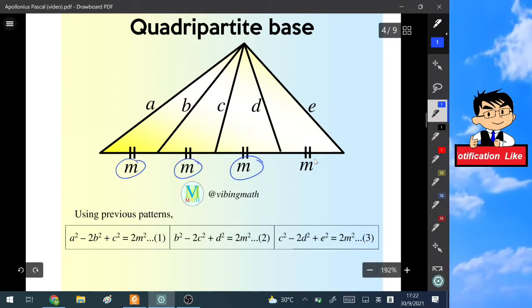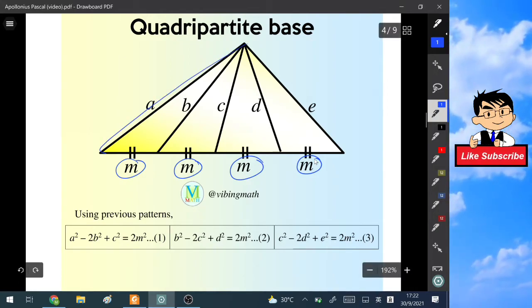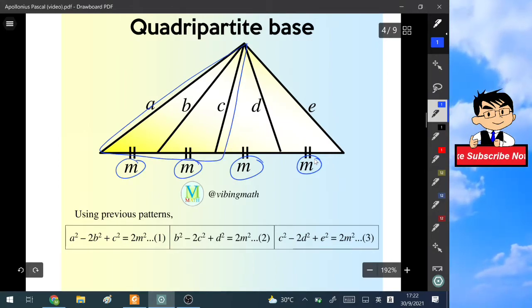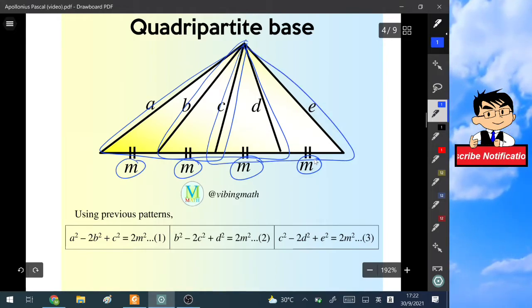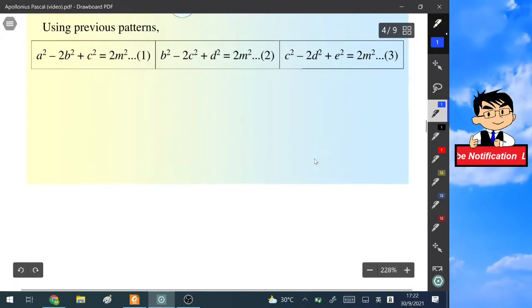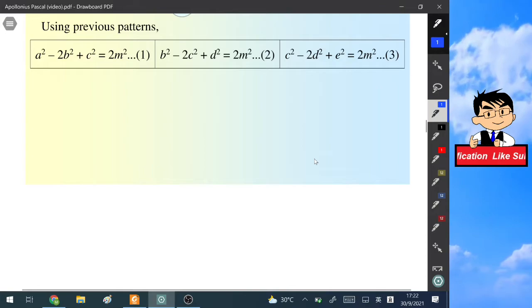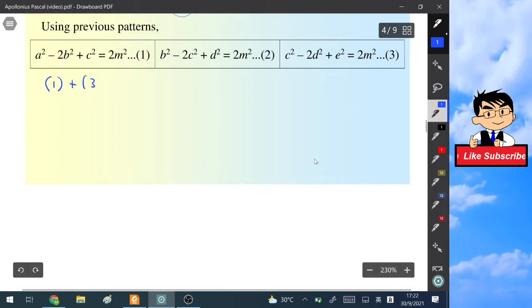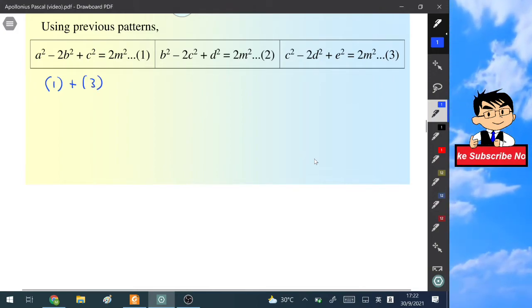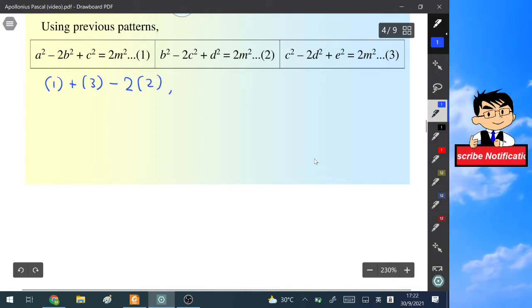And then we can write similar relationship using the Apollonius theorem by considering the first 2 triangle, the second 2 triangle, and the last 2 triangle, and we write the relationship as below. So we are going to manipulate these 3 equations as below. We are going to add up the first and the third equation minus 2 times the second one. So let's see what happens.